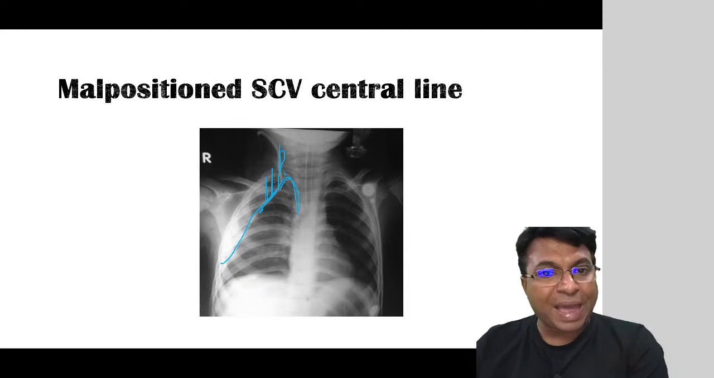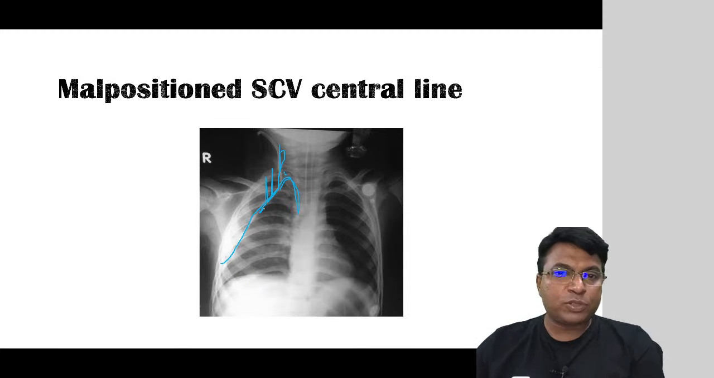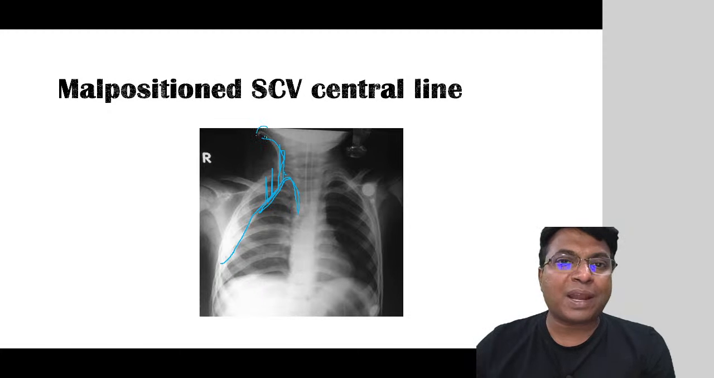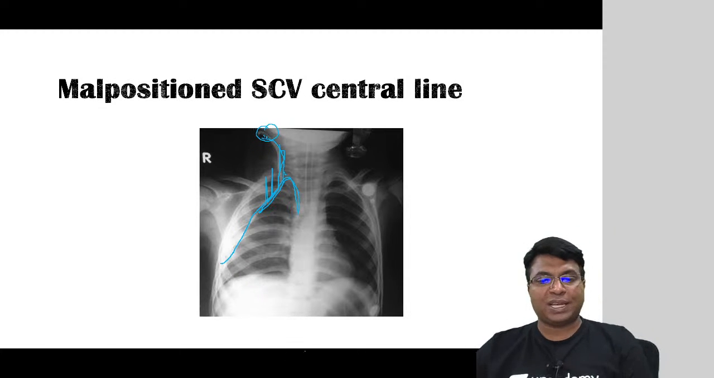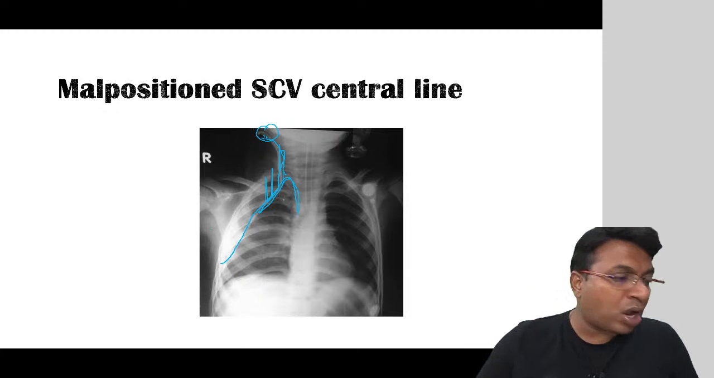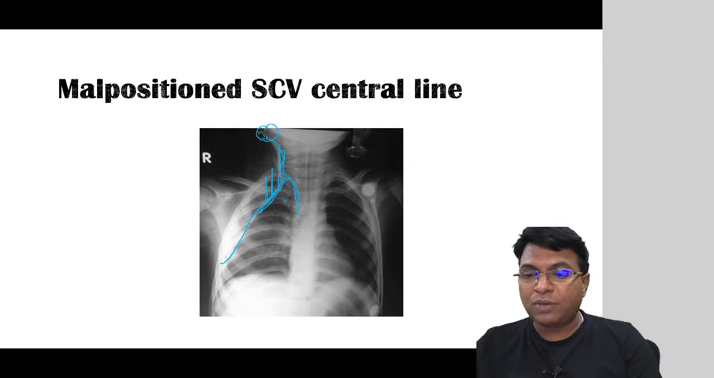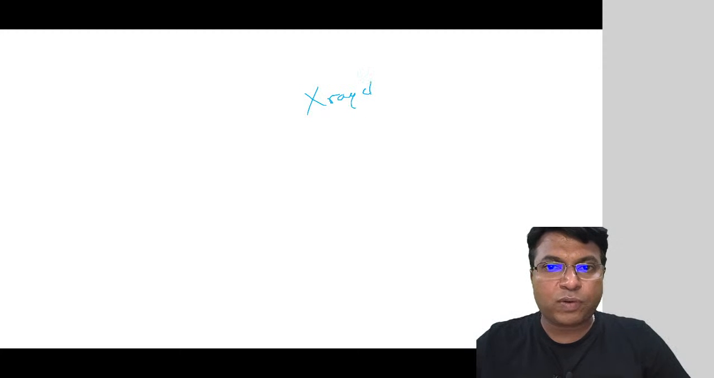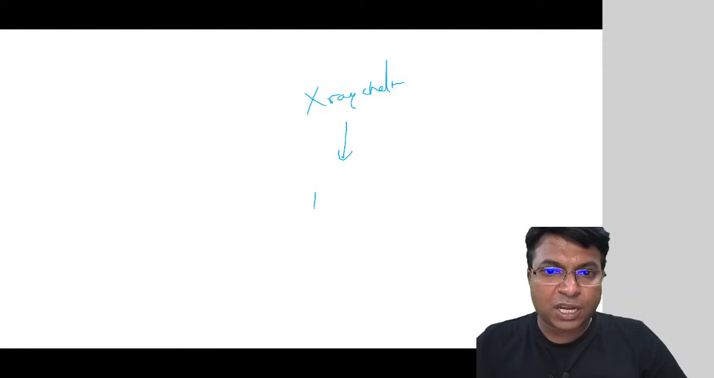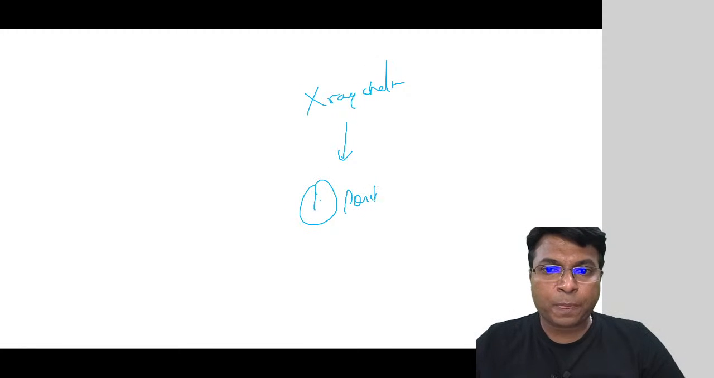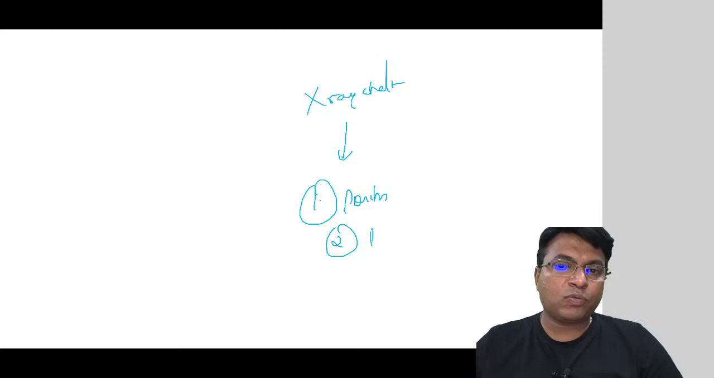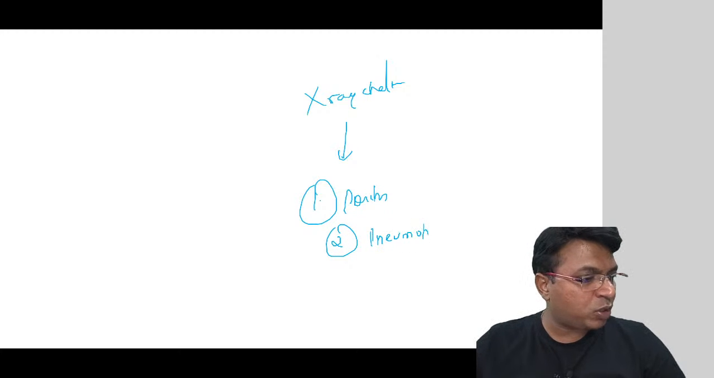We will look for malpositioning of the cannula. If it is going like this, how can I give total parenteral nutrition? It is a wrongly positioned cannula. This shows you a wrongly positioned cannula. You have to take an X-ray to look for the position, not only for the position but also to look for what? Chest X-ray is done to look for, number one, the position of the tip. Number two, to look for pneumothorax.